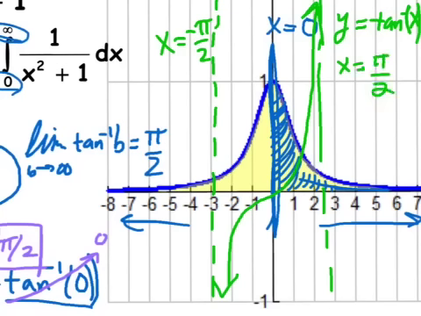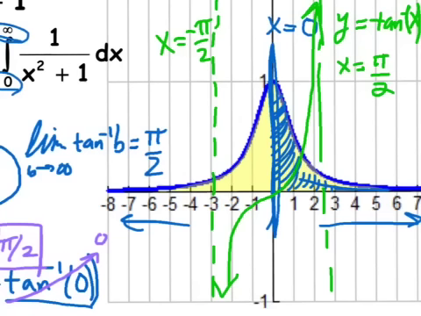Okay, well, when we switch from a function to its inverse, a couple things happen. First of all, remember that the domain and range switch. So the domain of the original function is the range of the inverse, and the range of the original function is the domain of the inverse.